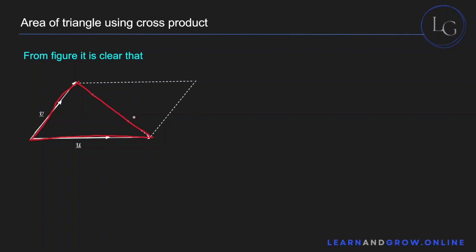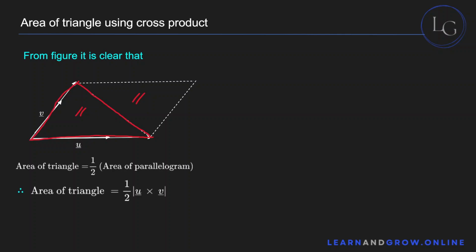Well, it is half of the area of the parallelogram, because this triangle and this triangle are the same. So basically the area of the triangle is half of the area of the parallelogram, which means the area of the triangle is half of the magnitude of u cross v, or basically it can be written as half of the magnitude of u into the magnitude of v into sine theta, which is just this angle over here.